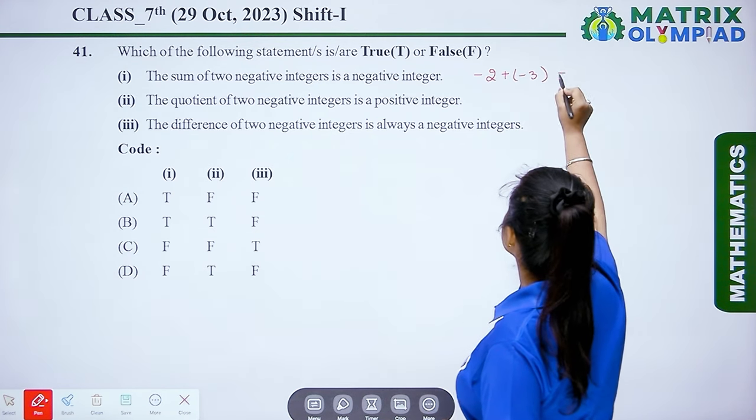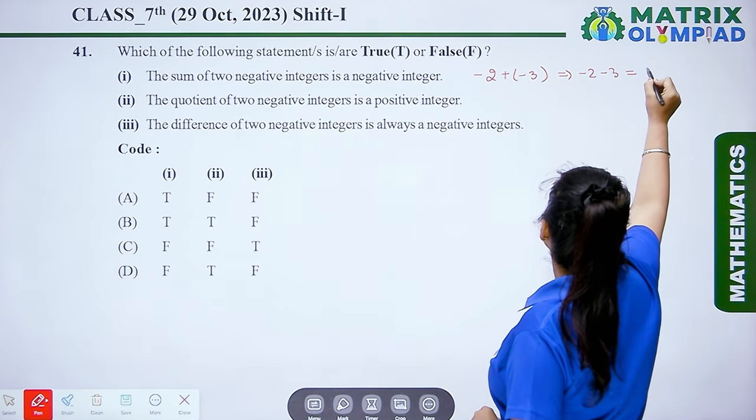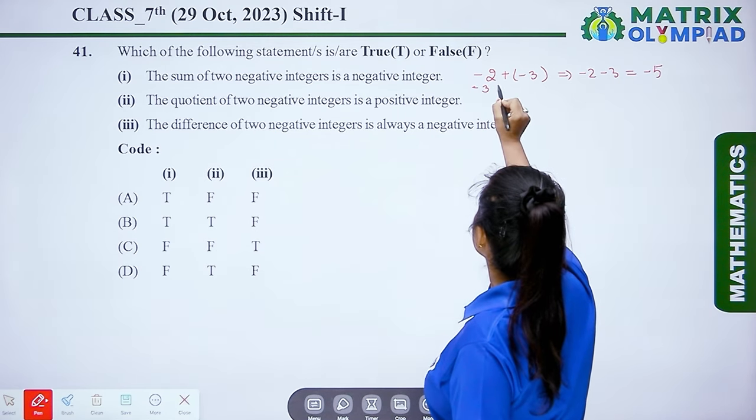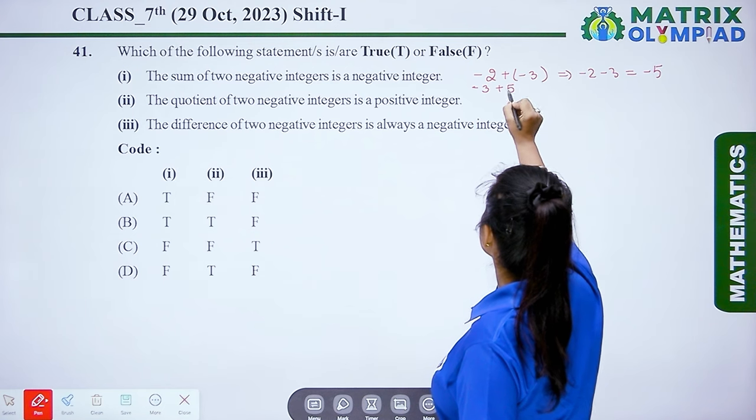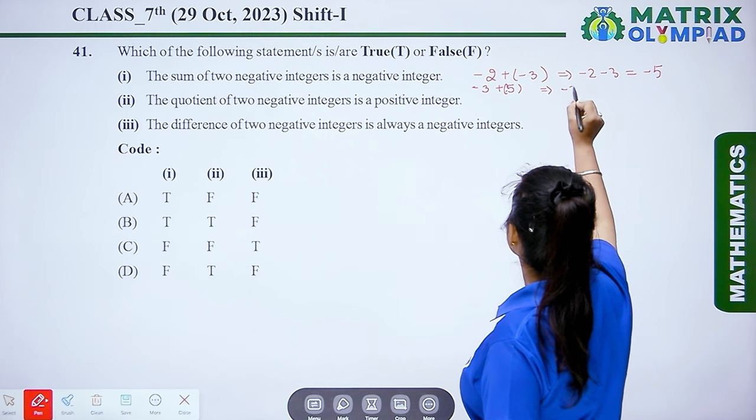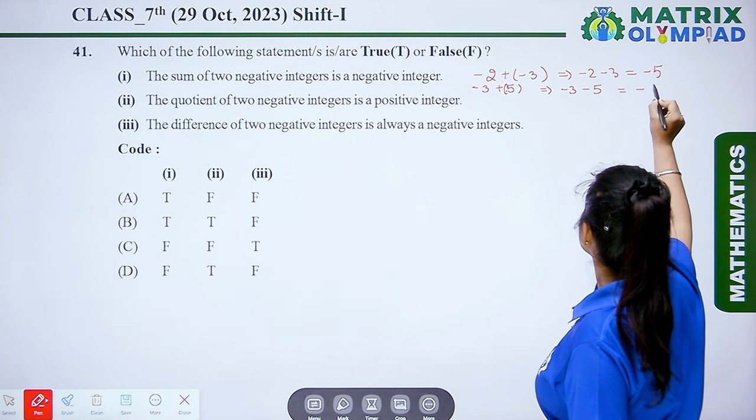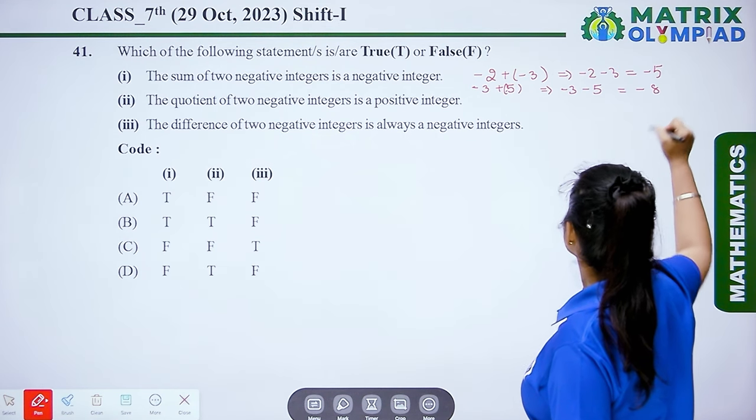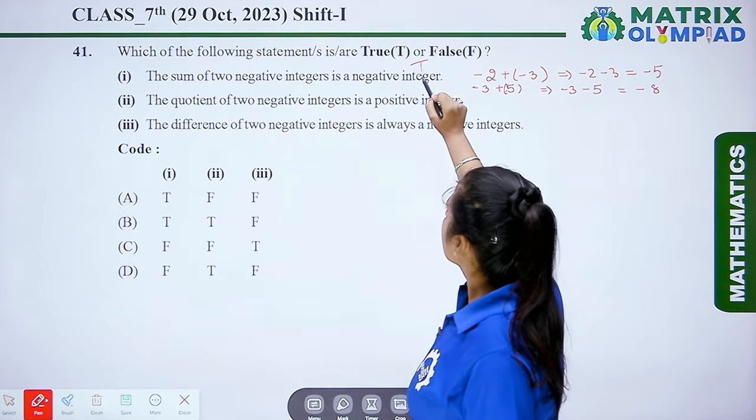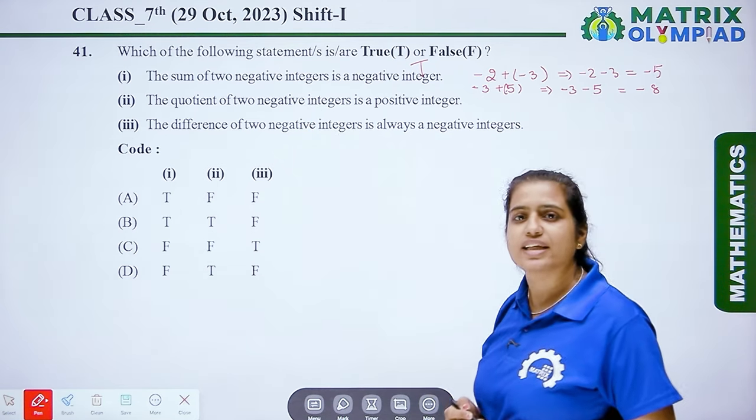So, the answer is negative 2, negative 3, that is negative 5. Let's take one another example, negative 3 plus negative 5. That is negative 3, negative 5, that is equal to negative 8. So, here the first statement is true because the sum of two negative integers is a negative integer.